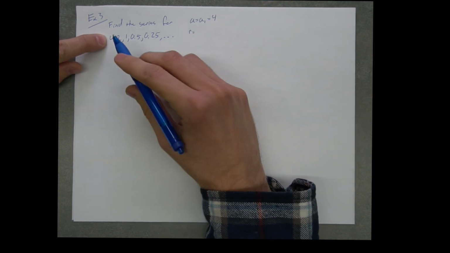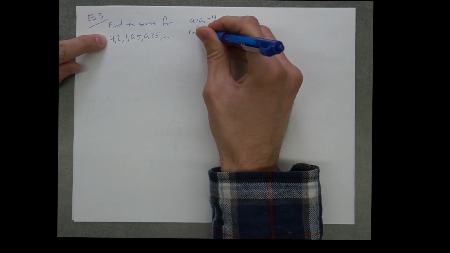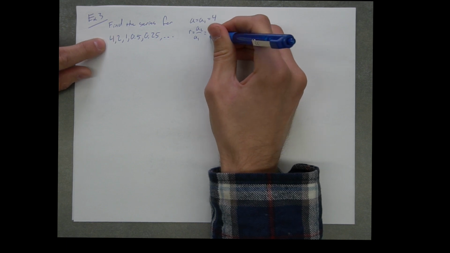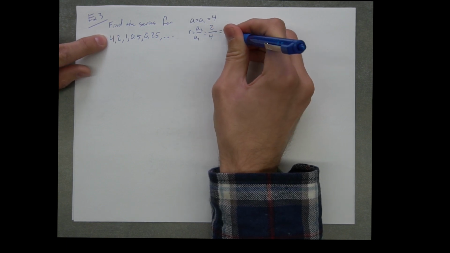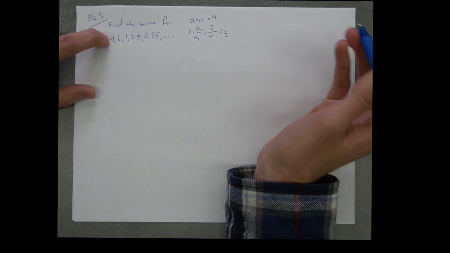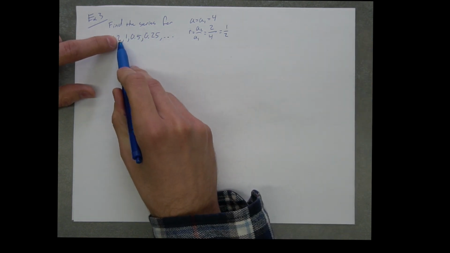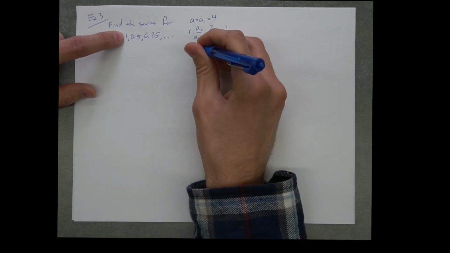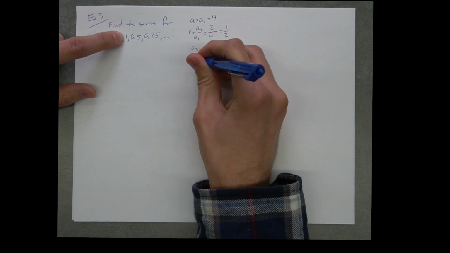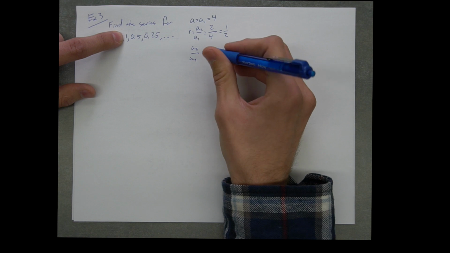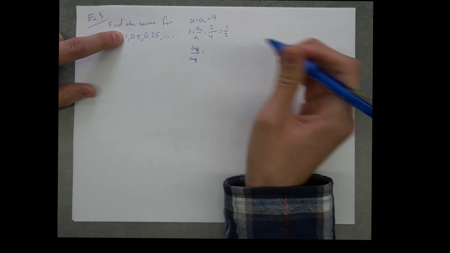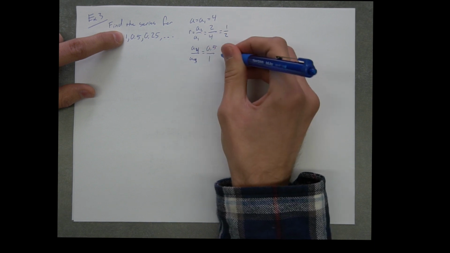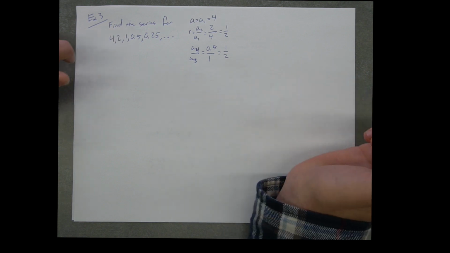And then r is the ratio between each term, or a sub 2 over a sub 1. A sub 2 is 2 divided by 4, which is equal to 1/2. And we can make sure that it's a geometric sequence and that each term has the same ratio between it. So let's go ahead and also check a sub 4 over a sub 3. Sorry, I misspoke. So that would be 0.5 divided by 1, which is also equivalent to 1/2.